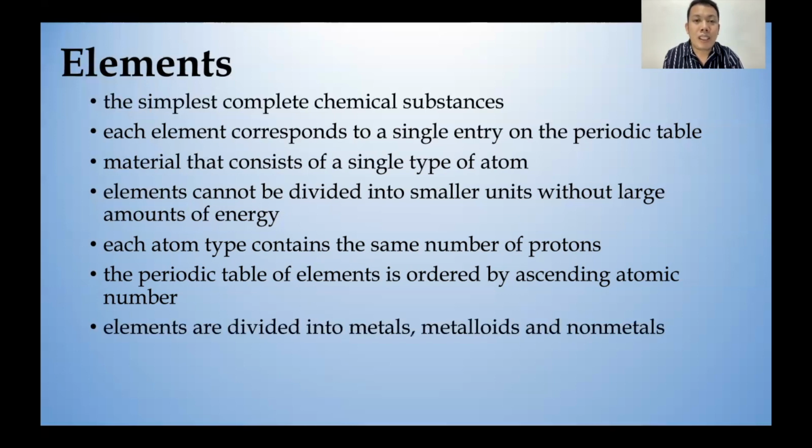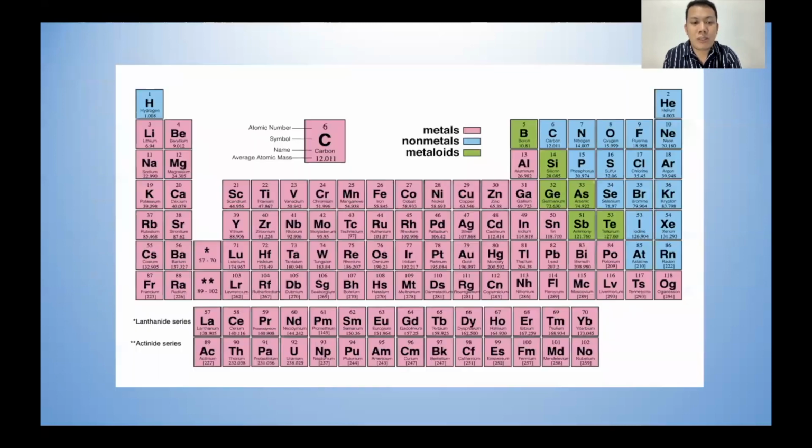So elements are further divided into metals, metalloids, and nonmetals. And one good thing about the periodic table is that they are arranged accordingly. They are arranged not only according to the atomic number. By the way, atomic number is the number of protons. So if helium has an atomic number of 2, then it has 2 protons. If carbon has 6 protons, then it has an atomic number of 6.